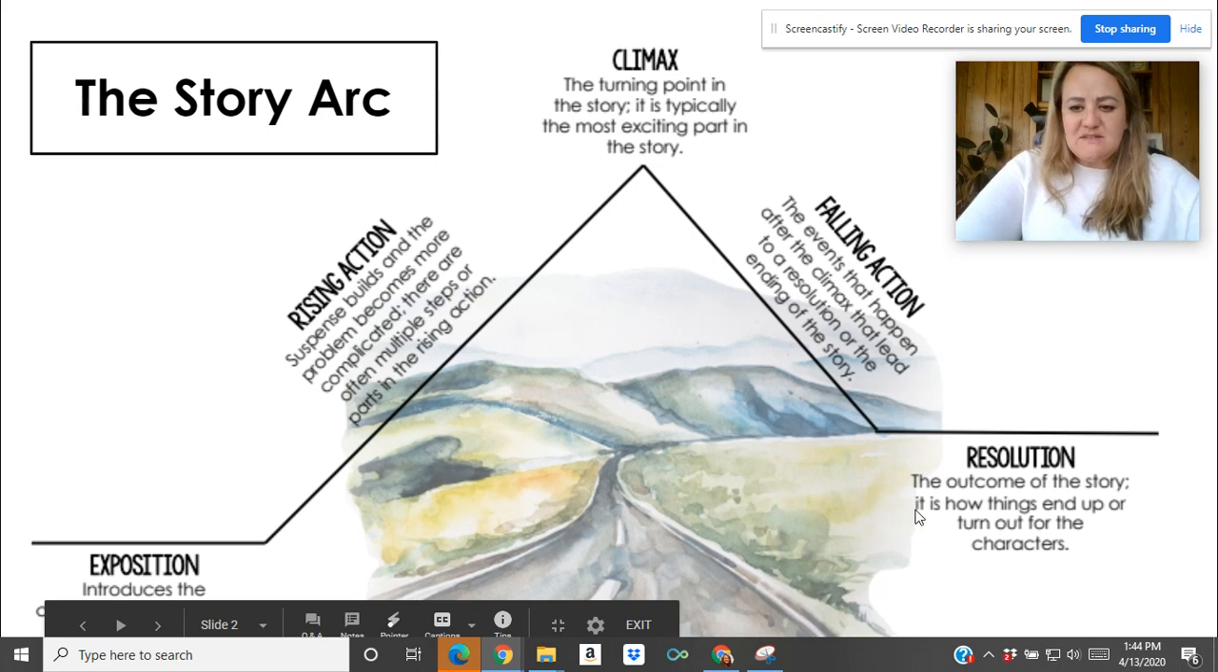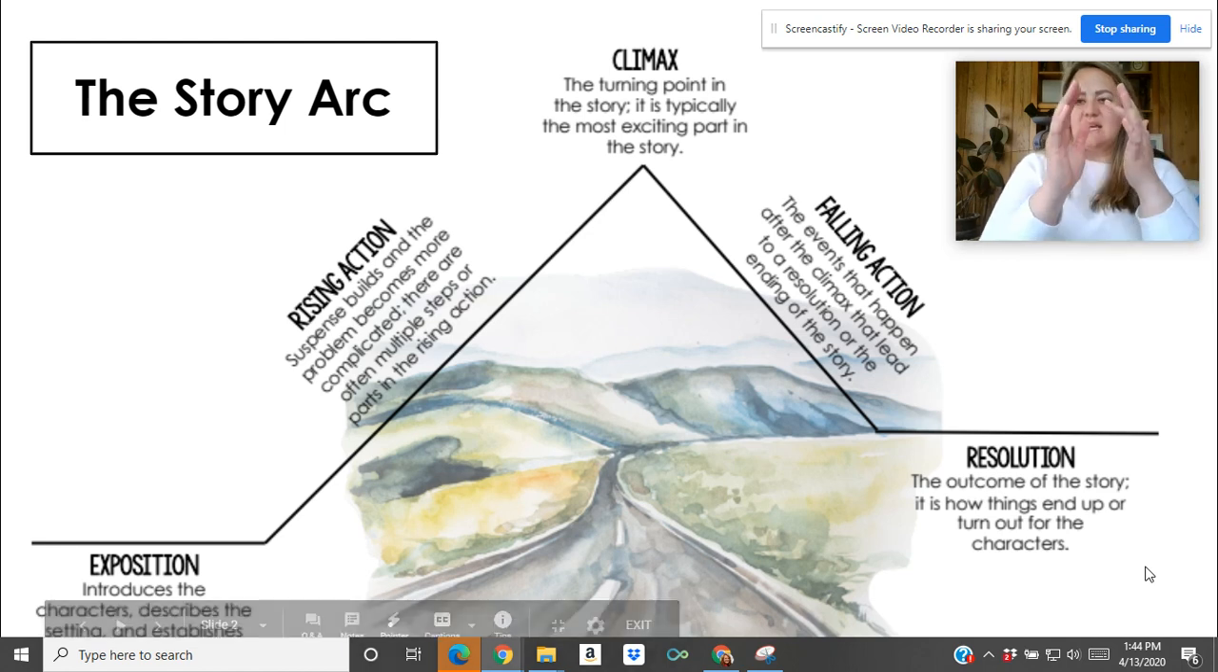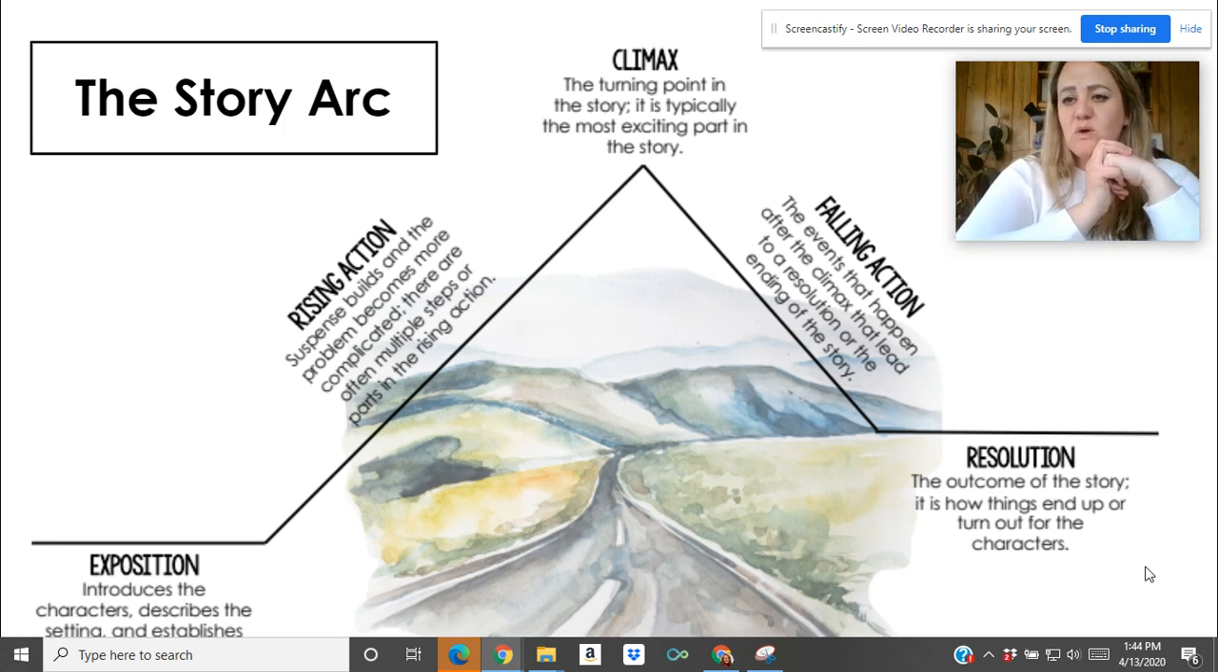I know you guys have seen this before. We start down at the bottom with the exposition, and then we have the rising action, climax, the falling action, and then the resolution. So let's go through this with something that we've all read together, and talk about those different pieces so that you guys don't have questions going forward as we start creating our own story arc.